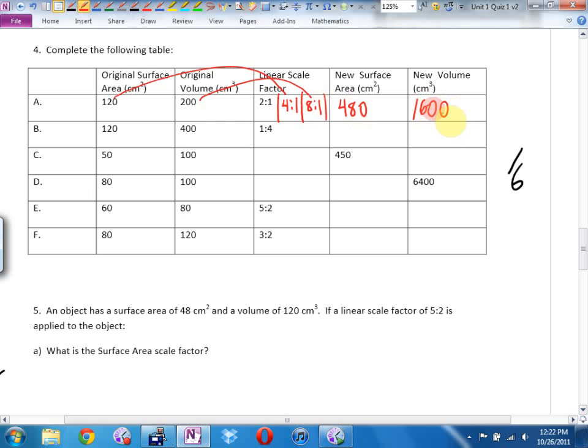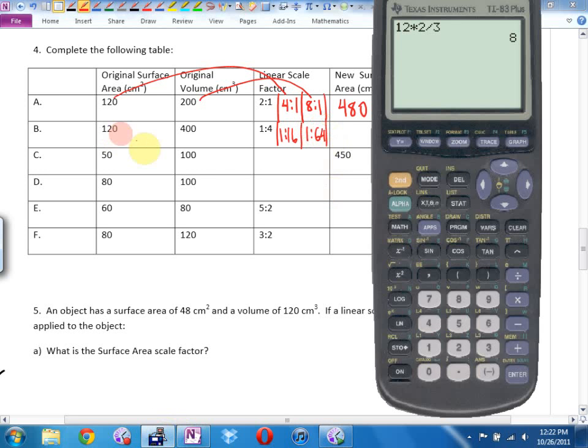The linear scale factor they gave me here was 1 to 4, so the area is 1 to 16, and the volume is 1 to 64. So, to find the new area, I'm going to go 120 times 1 divided by 16, divided by because it's 1 to 16, not 16 to 1. And in fact, Nikki, I could have skipped the times by 1 part, but I'll put it in there so that I use the whole 1 to 16.